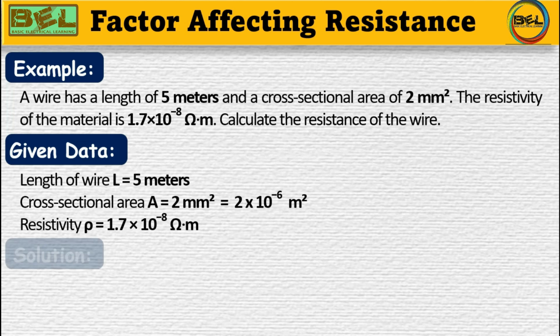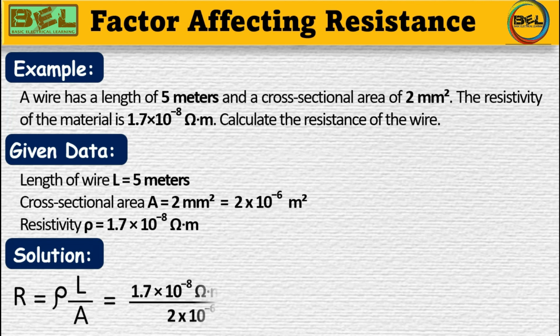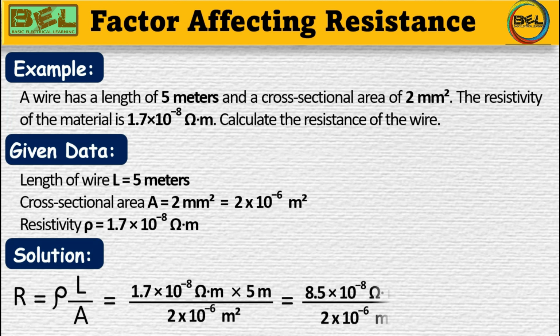Let's go for the solution. The resistance R of a conductor is given by the formula. Resistance R is equal to rho multiplied by length L divided by area A. By putting the values in the equation and calculating the value with the help of calculator, unit of meter square will be cancelled out. And the resistance R of the given wire will be 4.25 multiplied by 10 raised to power minus 2 ohm.